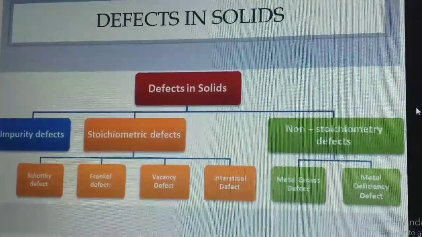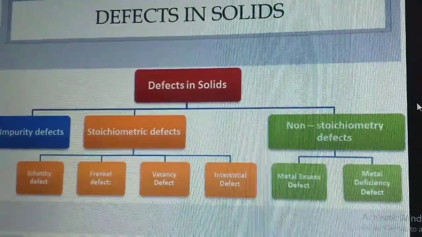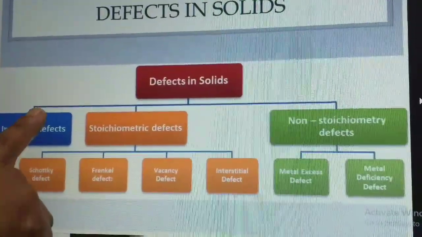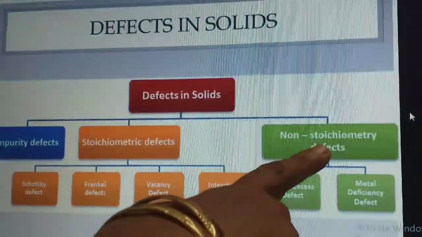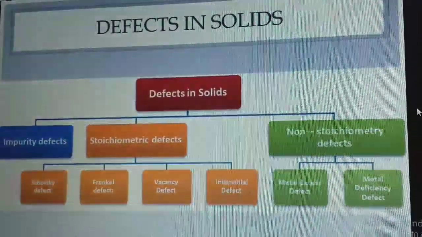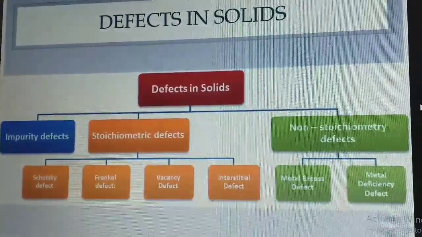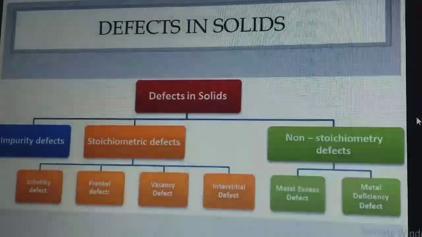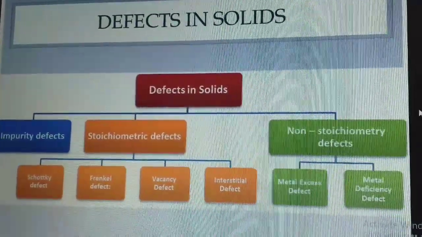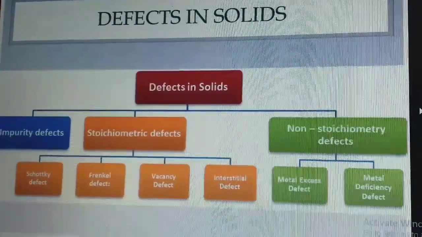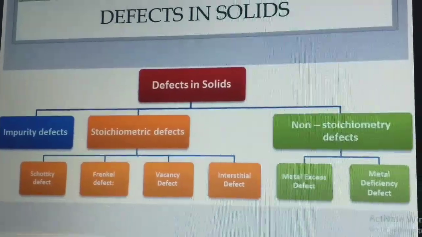And defects in solids, the point defects, are of three types. One is impurity defect, another is stoichiometric defect, third one is non-stoichiometric defect. All three are point defects. We will discuss them one by one. Now, stoichiometric defect: if imperfections in the crystal are such that the ratio between the cations and anions remains the same as represented by their molecular formulae, it is called a stoichiometric defect.